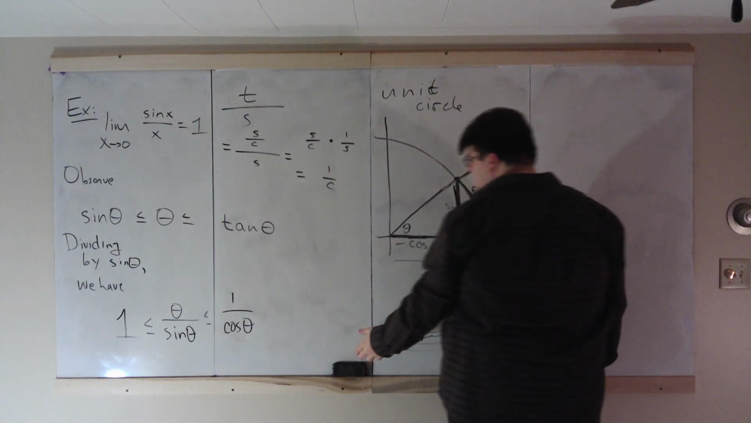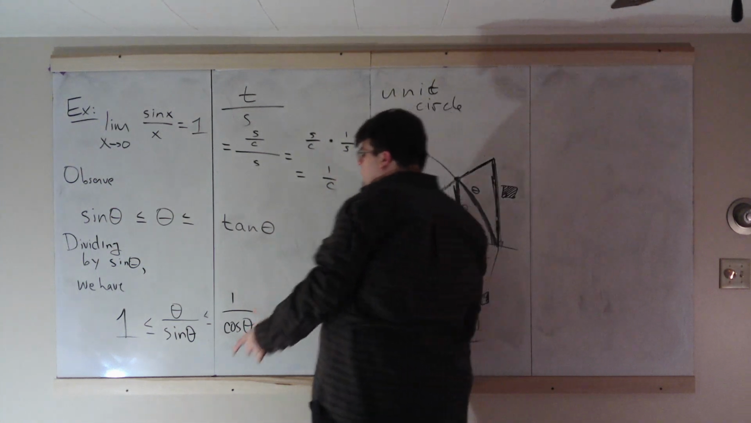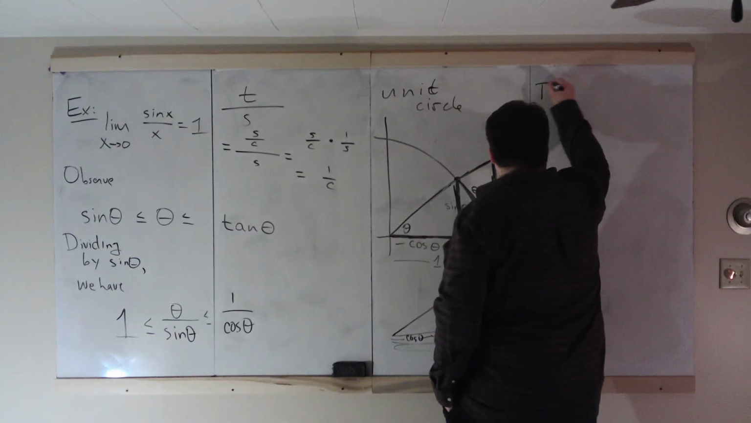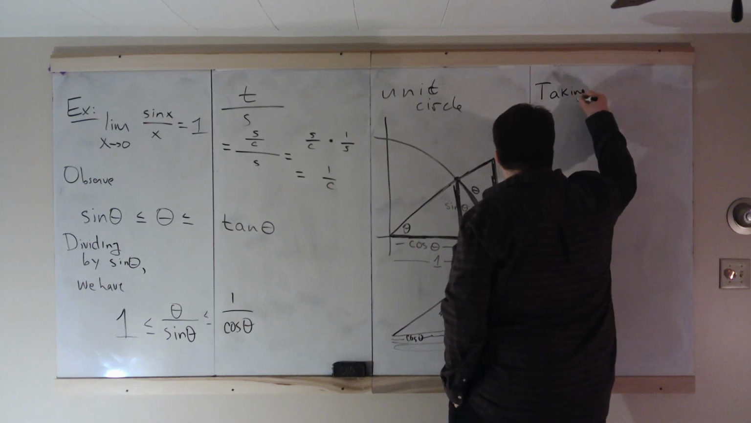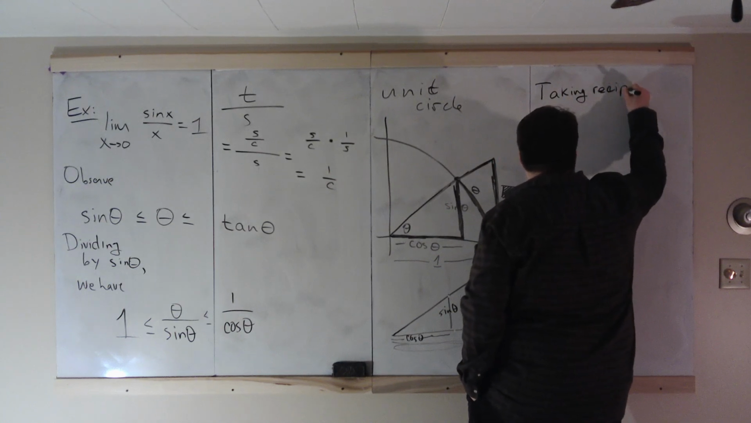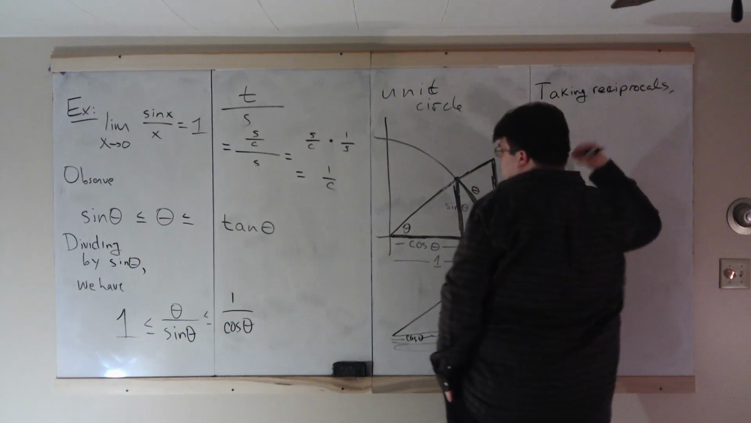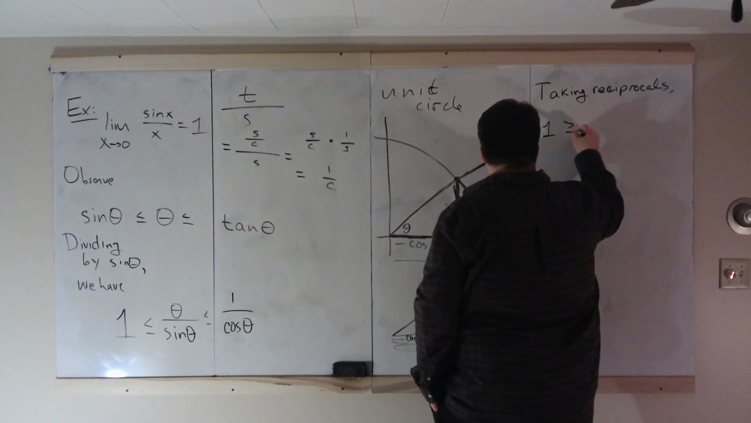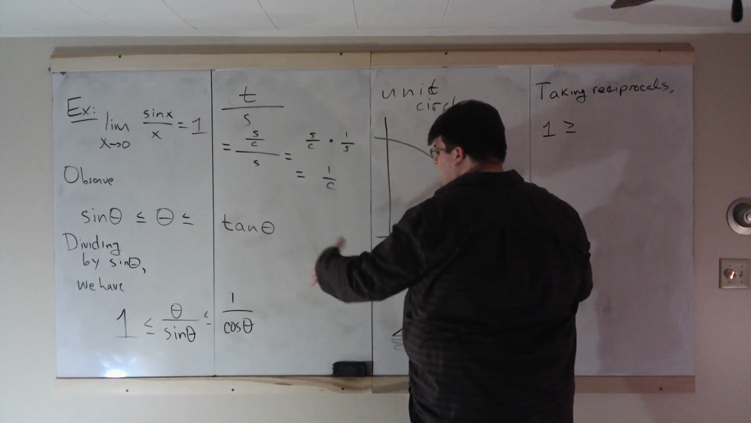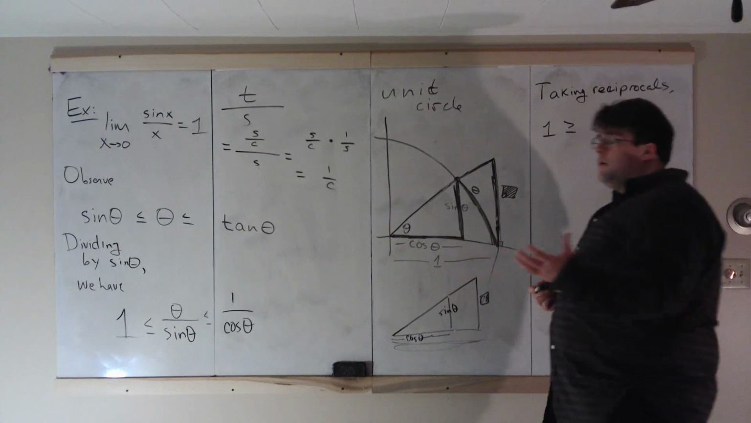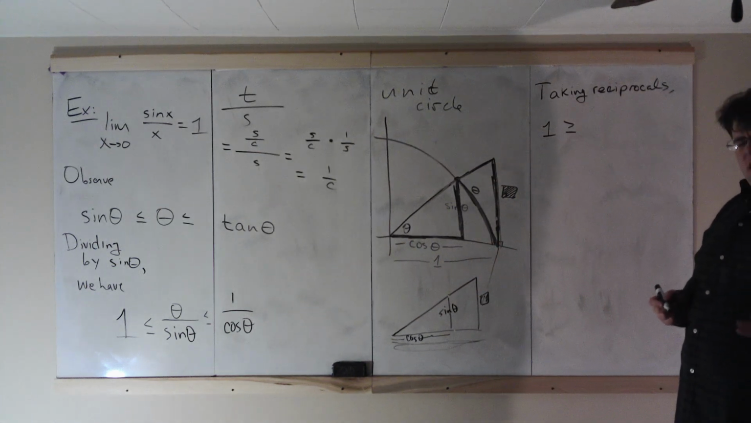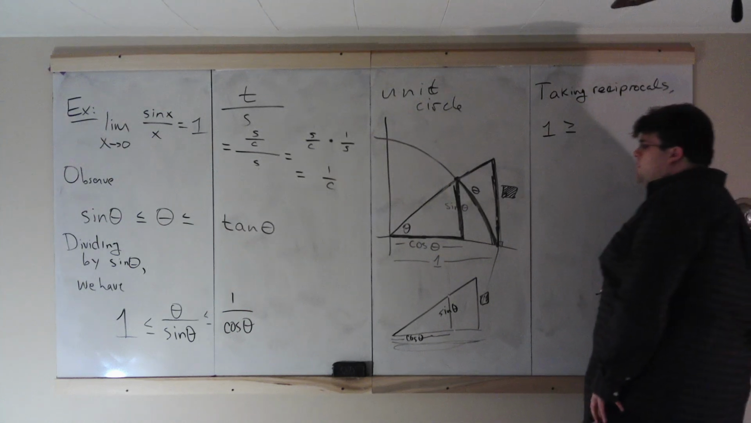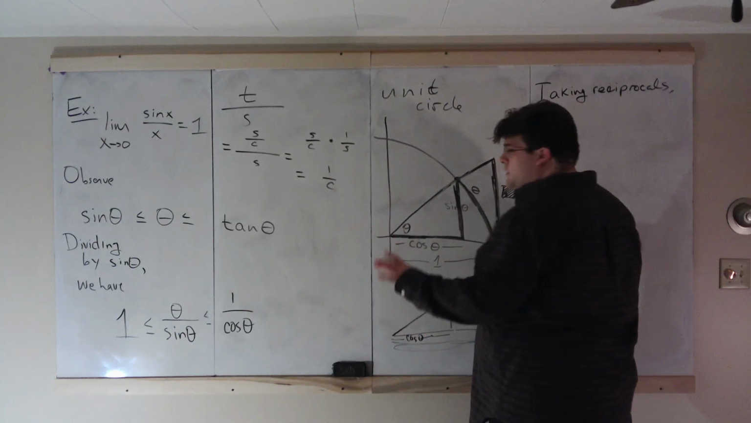Well, that's not exactly what we want. We want sine theta over theta, not theta over sine theta. So let's just flip everything around. So taking reciprocals, what do we get? Well, reciprocal of 1 is 1. When you take the reciprocal of an inequality, you have to flip the inequalities around as well. Because, for example, 3 is greater than 2, but 1/3 is less than 1/2.